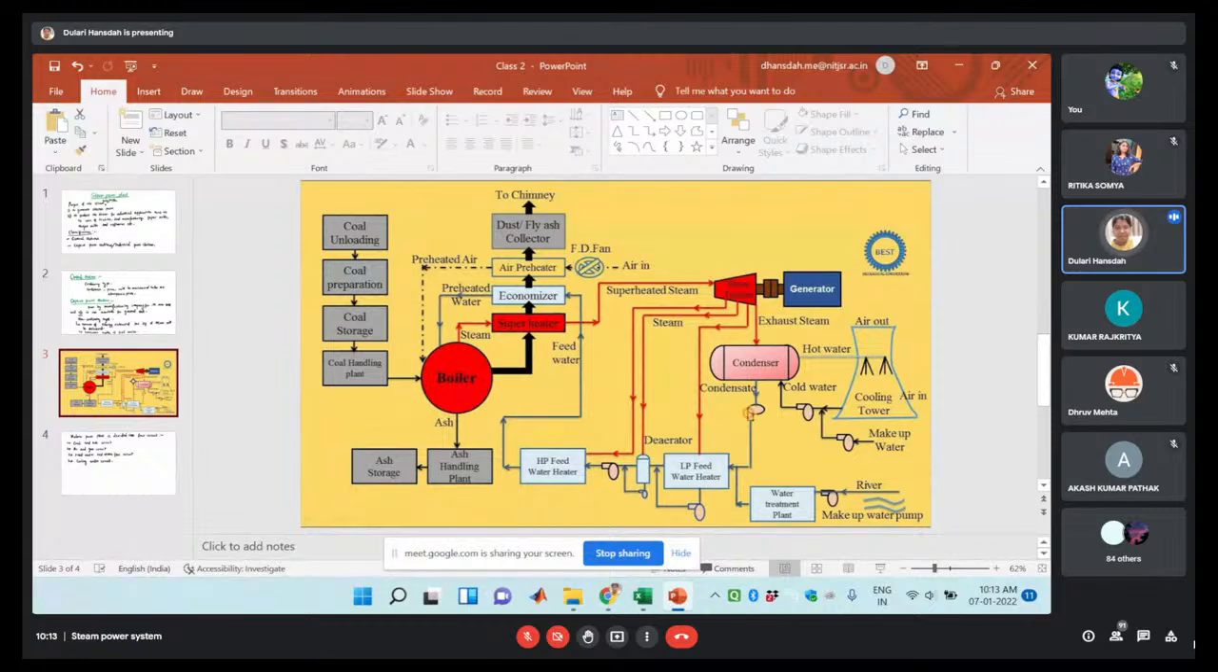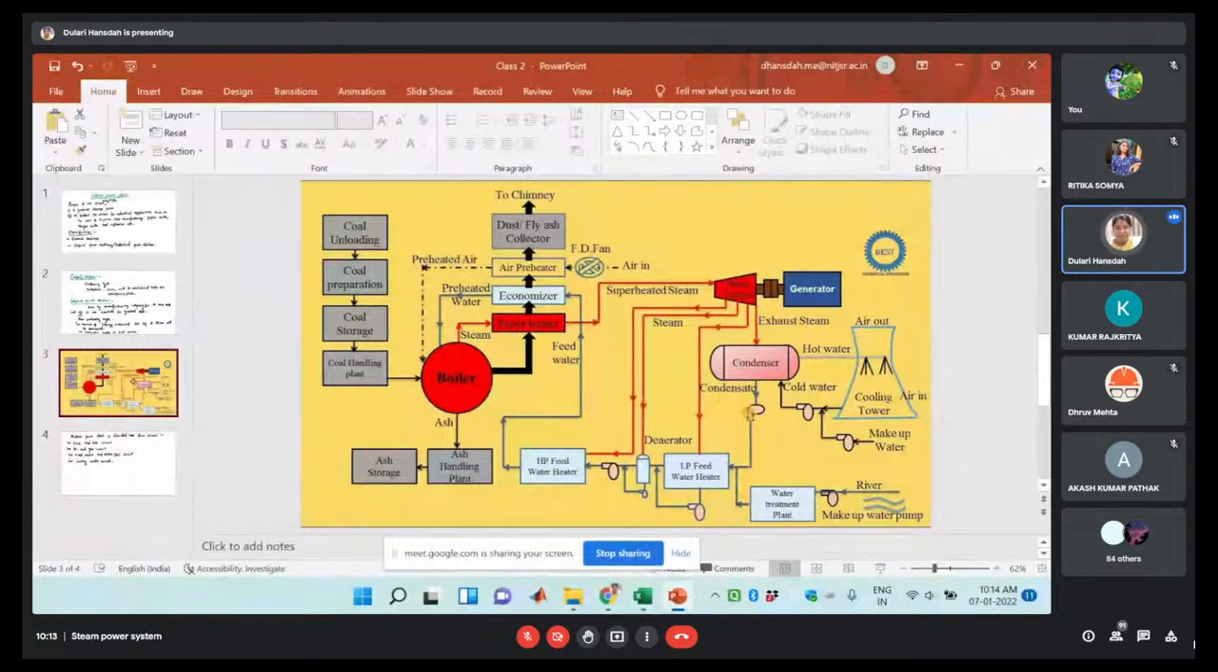I will discuss in detail in the next class, because after this I'm going to discuss the power cycles. So here it is having the coal and ash circuit. Then we are having the air and gas circuit. Air and gas circuit means the supply of air in. This is the air. And there we are having the flue gas circuit. So this whole arrangement is known as your air and gas circuit.